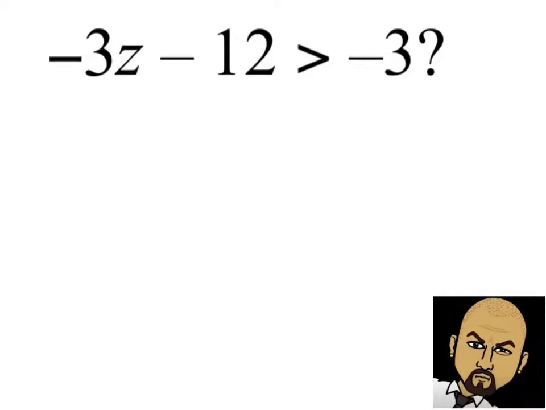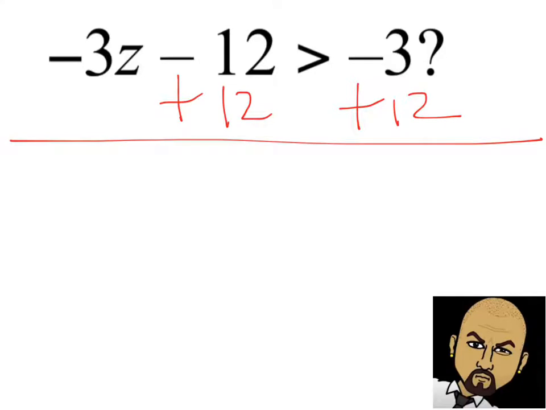So the first step in our steps is to undo our constant of negative 12. How do we undo negative 12? Well, we add 12 to both sides, just like an equation. Same steps. And so on the left-hand side, we end up with negative 3z is greater than positive 9.